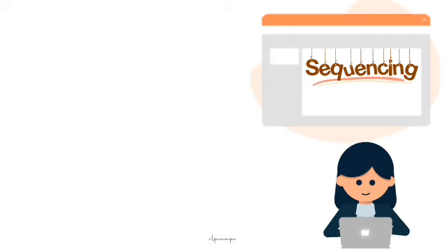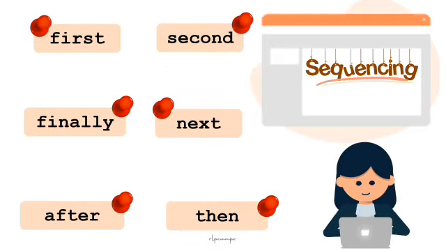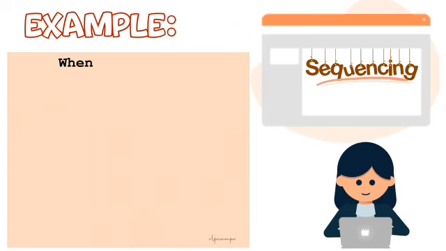The second category is sequencing. Words under this category help the readers to understand the sequence of items or events. These are the words to be used in sequencing. First, second, finally, next, after, and then. Let us have this one.